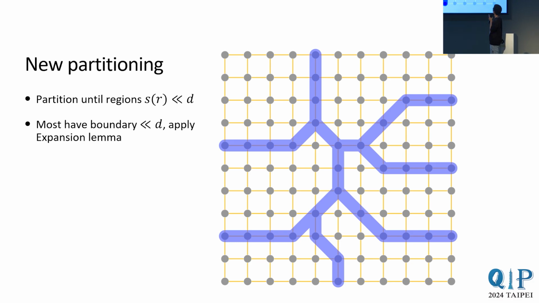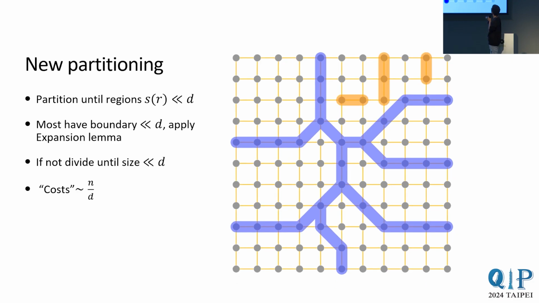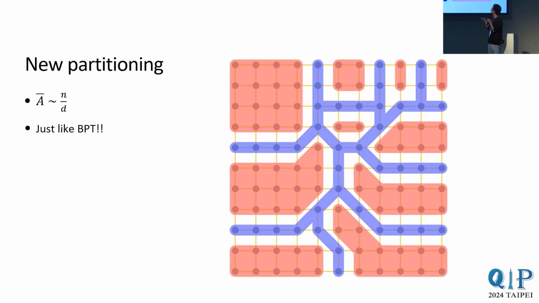But in some cases, the boundaries are going to have a weird shape. And in those cases, I'm going to do something very simple. I'm going to keep dividing them until they're made up of small D-sized regions. Because there are only a few of these weirdly shaped regions, it doesn't cost us too much. It costs us about n over d vertices. And the blue region, you can compute it. It also has about n over d vertices. And now we can obtain our A region.